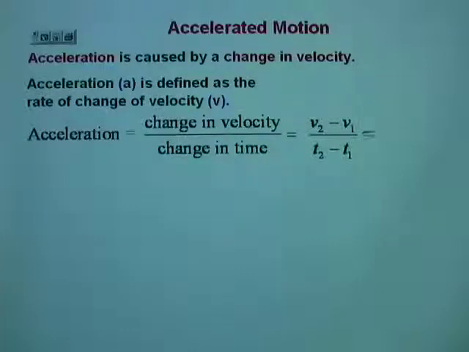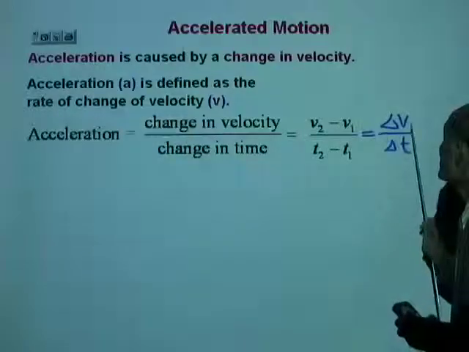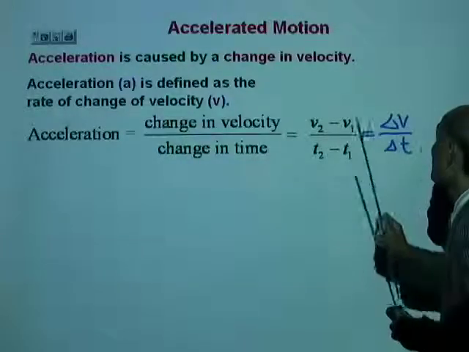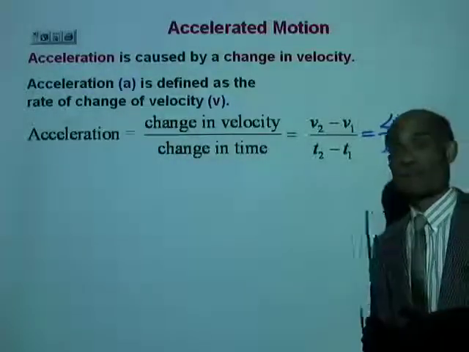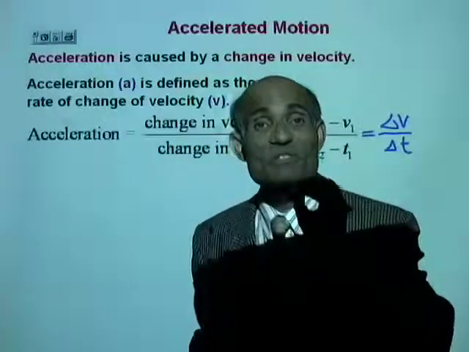We can write v2 minus v1 as delta v, and t2 minus t1 as delta t. So acceleration is delta v divided by delta t, the change in velocity divided by the time. Alright, can you tell me, what is the unit for measuring acceleration?